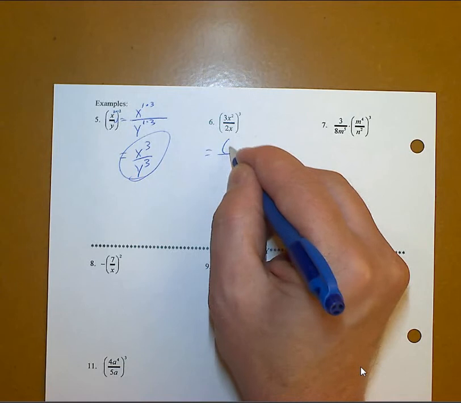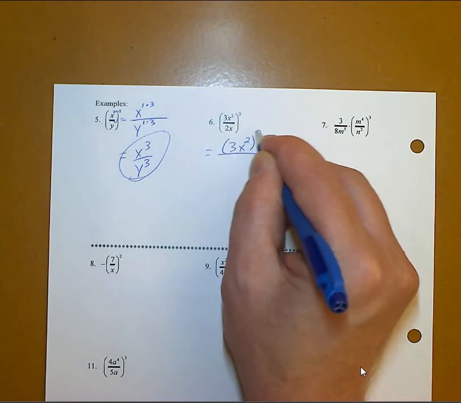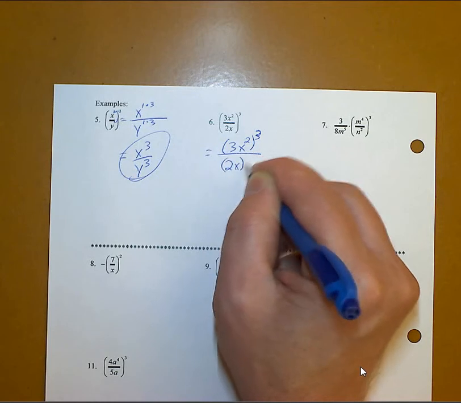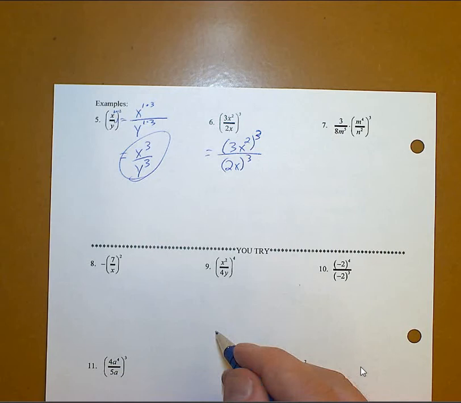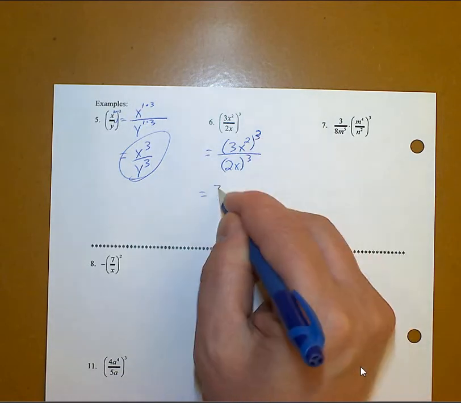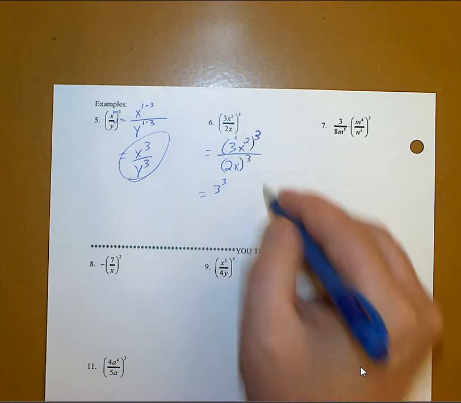Sometimes I might write it like this: x squared, all in parentheses, all to the third power, over 2x to the third power. Okay? Now I'm going to take this 3 and share it. I get 3 cubed, right? Because there's a little 1 here. 3 times 1 is 3.